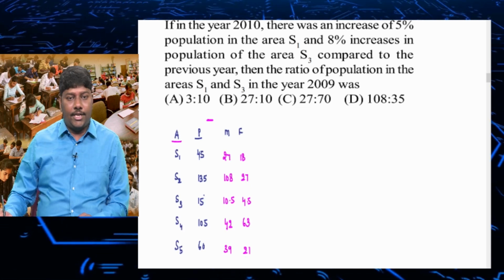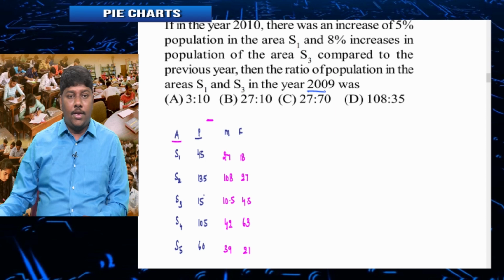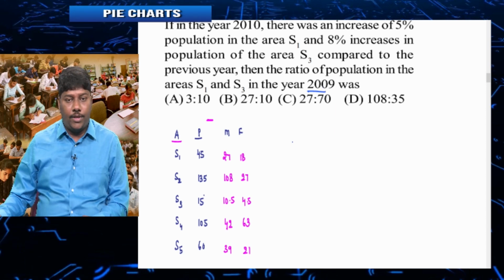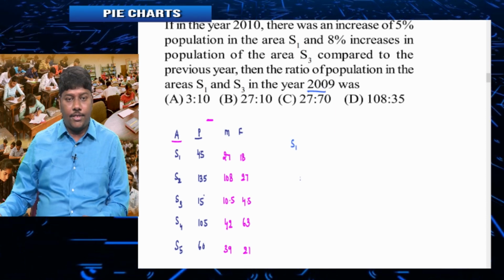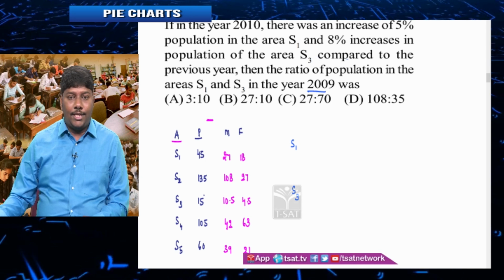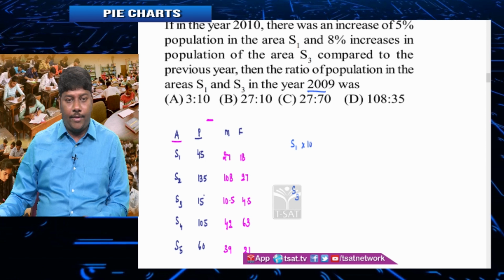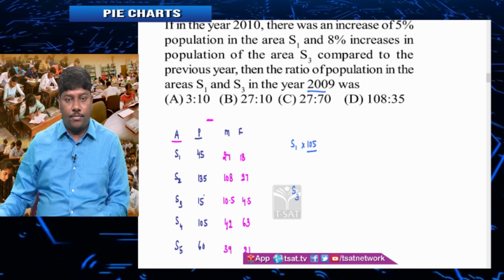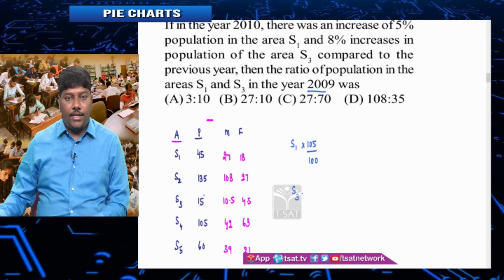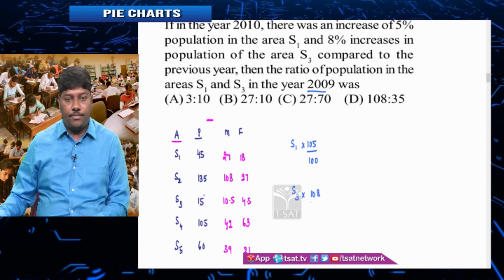So the data is actually given for 2010. We need to find out the data for 2009. Let the population of S1 be S1 and let the population of S3 be S3 only. In 2010 it became what? There was an increase of 5% in S1. So 5% increase, you can say 105 by 100. In S3 it is increased by 8%. Therefore I would say 108 by 100.